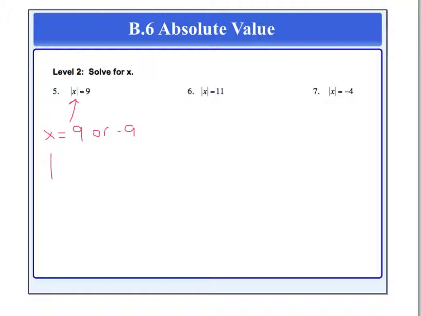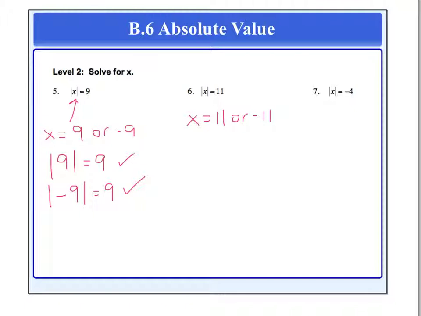So checking our work, is the absolute value of 9 equal to 9? Yes. Is the absolute value of negative 9 equal to 9? Yes. So those work out. These basic ones don't require anything, and you'll notice that they are opposites. Over here, the absolute value of x could be 11, or it could be negative 11.